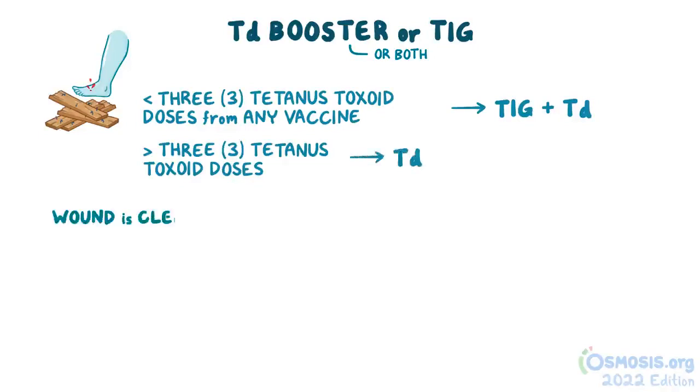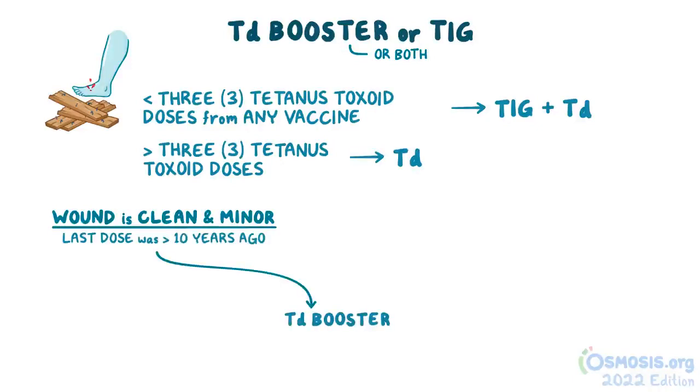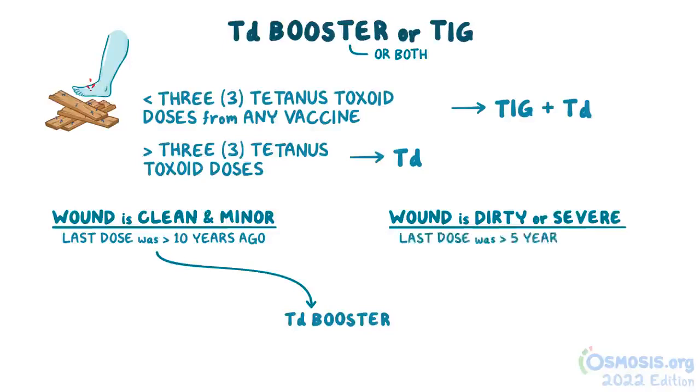If the wound is both clean and minor, and the last dose of tetanus toxoid was given over 10 years ago, then we give a TD booster. If the wound is dirty, for example contaminated with dirt, feces, or saliva, no matter if it has been washed out, or severe, like a deep penetrating or puncture wound, and the last dose was given over 5 years ago, then we give a TD booster.